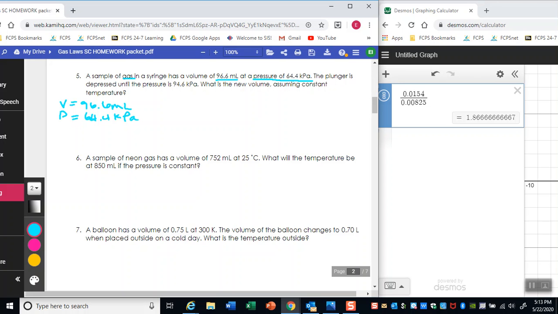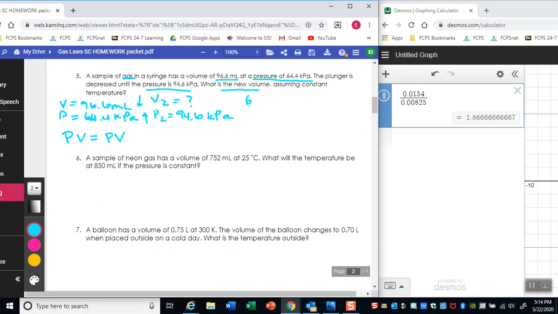And the plunger is depressed till the new pressure is 94.6 kilopascals. What is the new volume? So I have a new volume I'm trying to find, assuming constant temperature. So pressure and volume, I'm thinking Boyle's law. They're inversely related. So if the pressure goes up, the volume is going to go down. Let's see what happens. I'm going to substitute in.